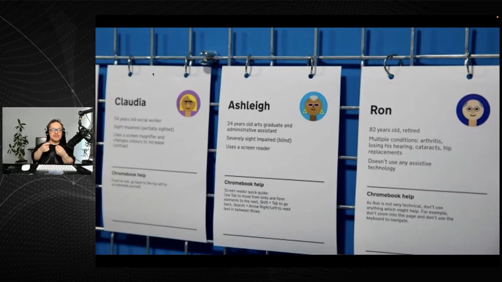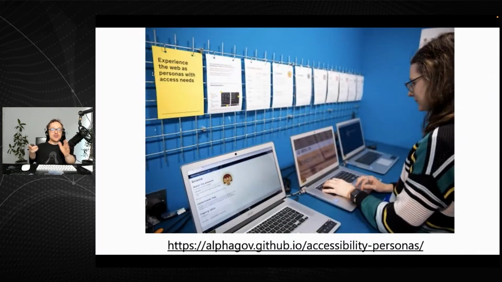And we do that by becoming the people that use our system. So, introducing Claudia, Ashley, and Ron. Ashley is a 24-year-old arts graduate and administrative assistant. She's severely sight impaired and uses a screen reader. And I become Ashley by going onto the product that I want to test. You can access all of these personas at alphagov.github.io, accessibility personas, and you run accessibility labs, persona labs, and you experience the web with the personas with accessibility needs.